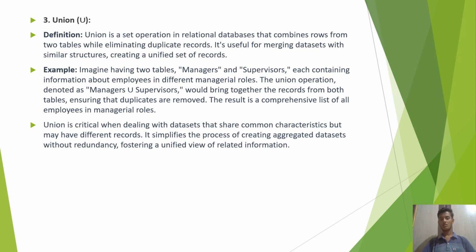Example: imagine having two tables, managers and supervisors, each containing information about the employees in different roles. The union operation, denoted as managers union supervisors, would bring together the records of both tables, ensuring that duplicates are removed. The result is a combined list of all employees in the managerial role.